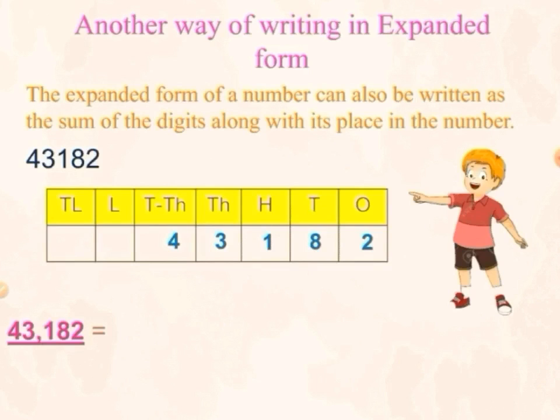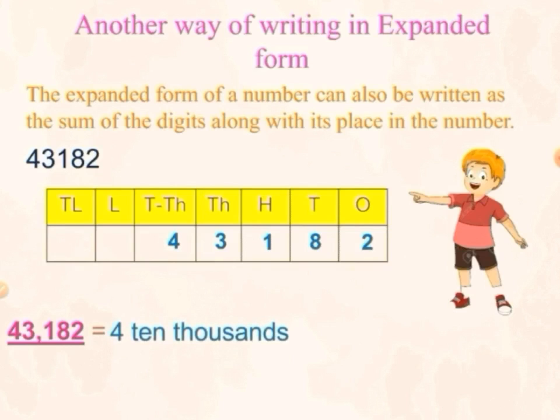So here the place value of 2 is 2 ones. The place value of 8 is 8 tens. The place value of 1 is 1 hundred. The place value of 3 is 3 thousands. And the place value of 4 is 4 ten-thousands. So we'll write them in words. Means if we have to write the expanded form in words, as you know, we have to write the sum of the place values. But this time we are going to write it in words. Let us see how it will come.